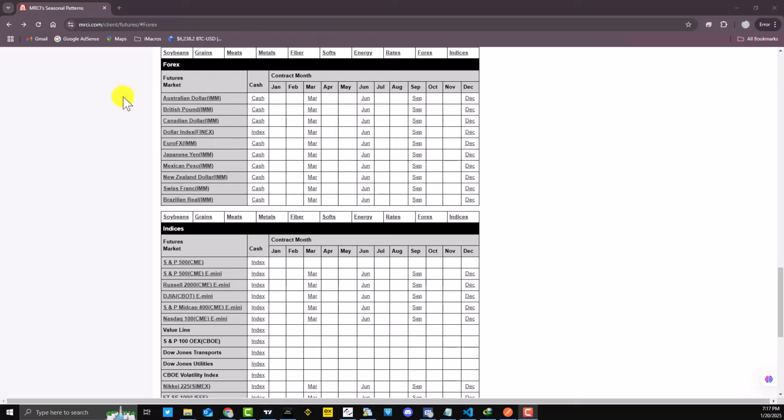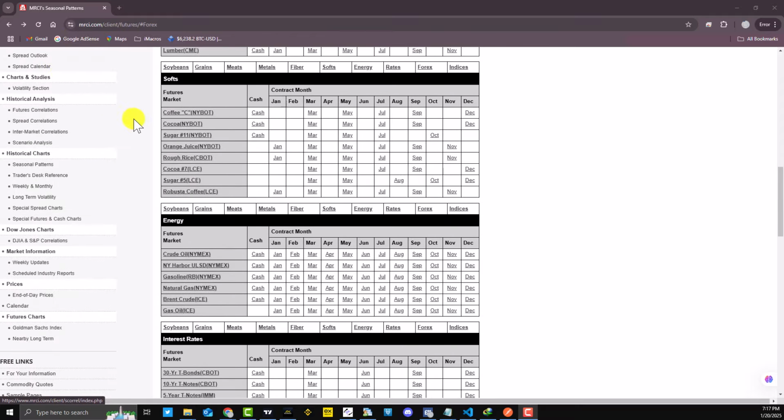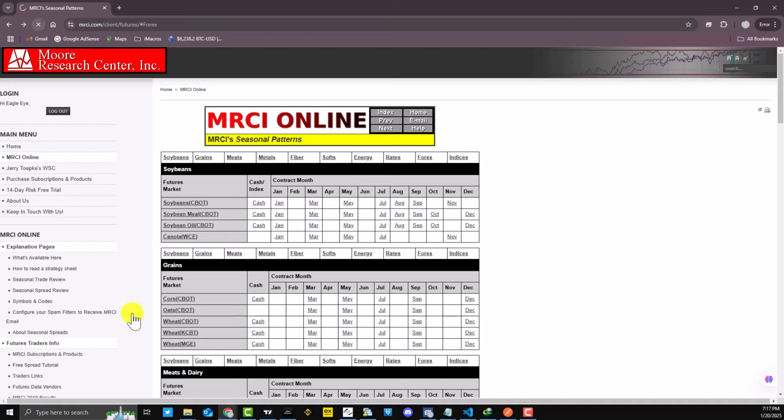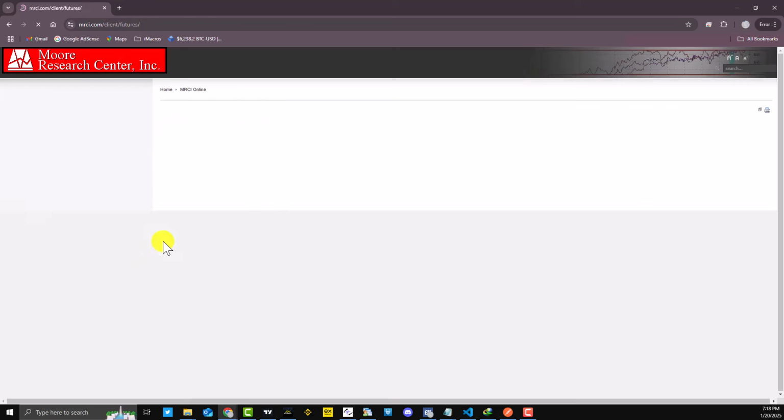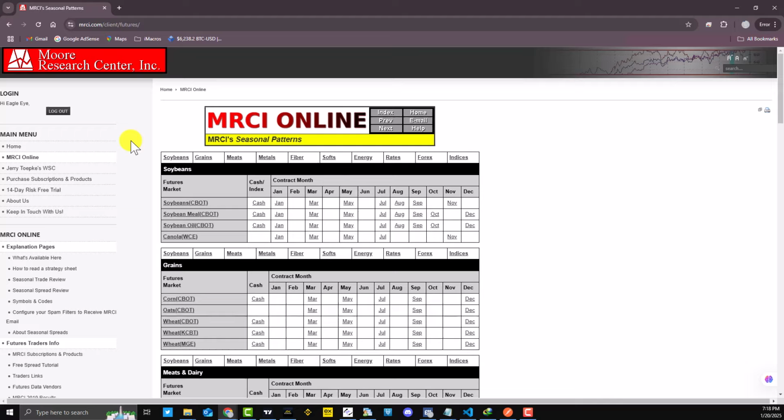Yeah, so as you can see on the chart, this is the mrci.com website where I have access to my seasonal tendency charts. Okay, let me reload this chart. Yeah, so MRCI is basically the Moore Research Center Institute. They compile data over years, and then they present it in graphical format, and you are able to have a clear picture of how prices have been performing over the years.